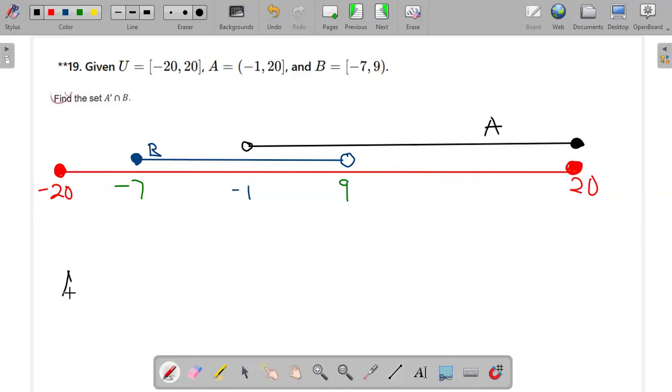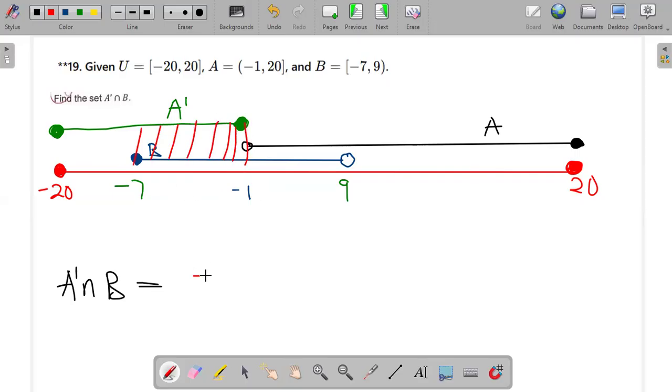But here I'm finding A complement intersection B. So I have to find the complement of A. The complement of A will be a set that starts at the beginning of A and then goes to the left. Since the minus 1 is not in A, it will be in the complement like this. Then I'll move to the left. Even this part here will be in the complement. So A complement is this part that I've shaded in green. Now, where is the green line on top of the blue line for the set B? It's just this part here.